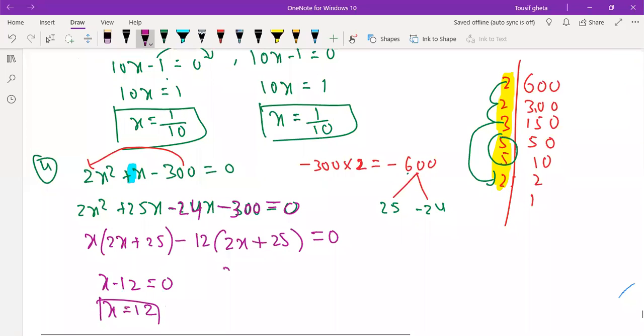Another answer will be 2x plus 25 is equal to 0. So this 25 will come here, 2x is equal to minus 25, x is equal to minus 25 by 2. Finish.